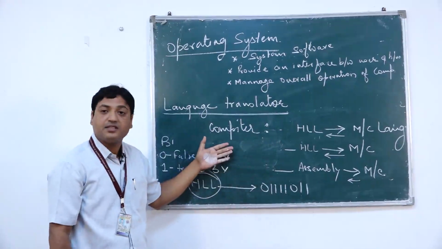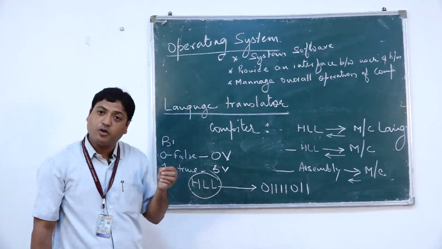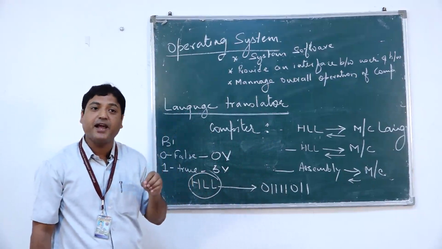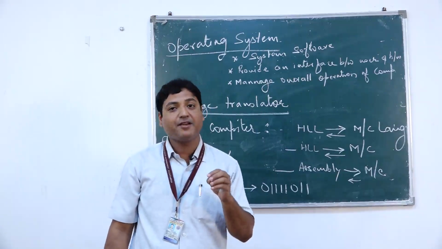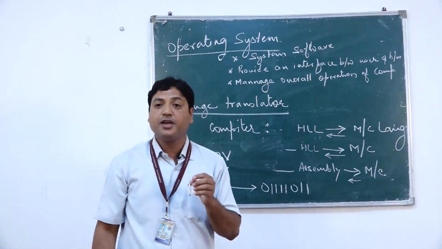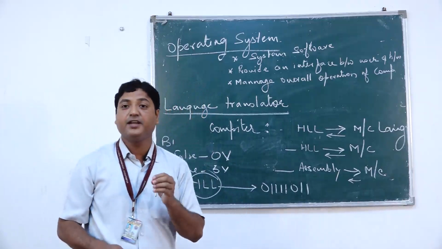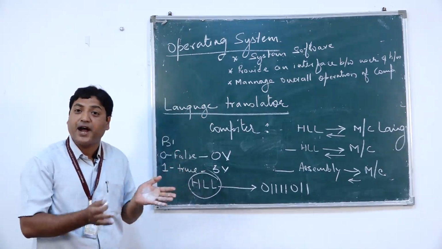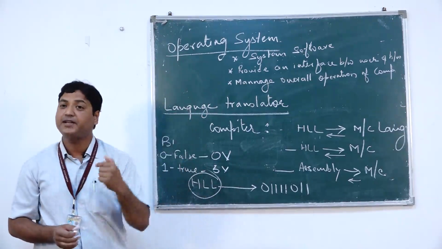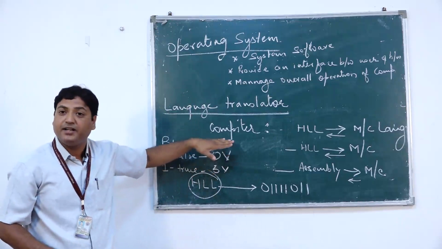Okay, the next system software is the interpreter. An interpreter also performs the same task as a compiler. An interpreter also converts high level language into machine language, but the only difference between a compiler and an interpreter is that a compiler compiles the whole page at the same time, but an interpreter interprets the code line by line.